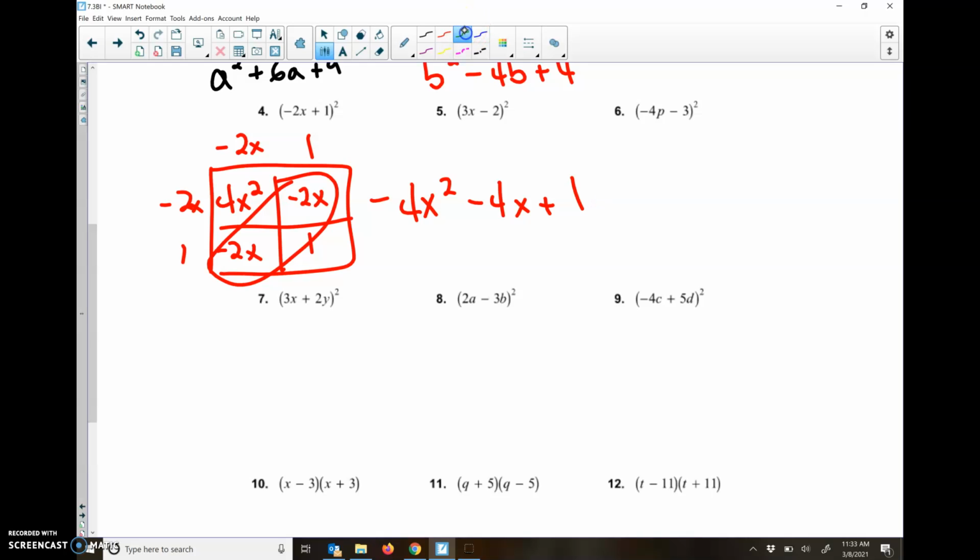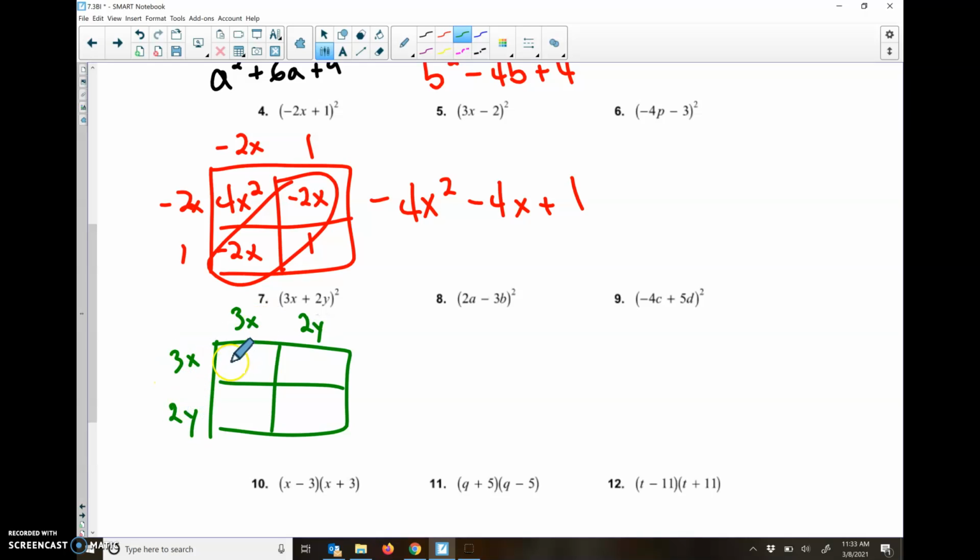Okay, and then it gets a little more complicated here with these other ones because now they're throwing in two variables at you, but realistically it's the same process. 3x plus 2y, 3x plus 2y. So 3x and 3x make 9x squared. 3x and 2y make 6xy. Remember to go in alphabetical order there. 2y and 3x make 6xy. And then 2y and 2y make 4y squared. So a little different there with two of them being squared.